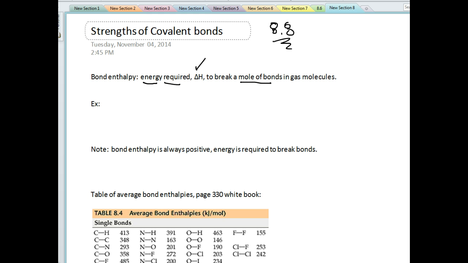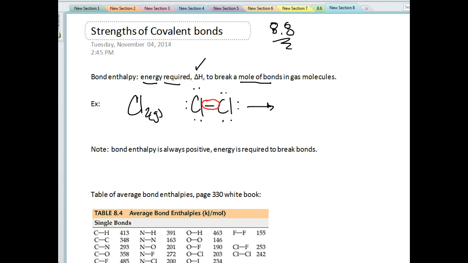And I'll give you a real quick example of what we're talking about here. Let's say we have diatomic chlorine gas. If we were to draw the Lewis dot structure of diatomic chlorine gas, we would have two chlorine atoms bonded together just like this. They'd have a single bond in between them. It'd be a covalent bond. And if we want to break these bonds, we have a single chlorine-chlorine bond that is shown right here, just a single bond shown right there.